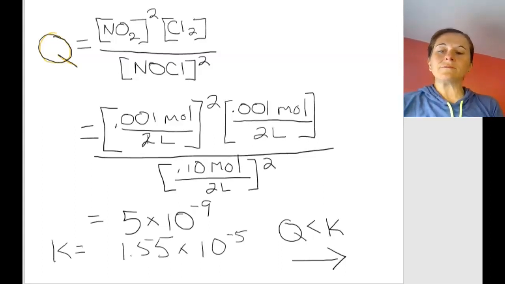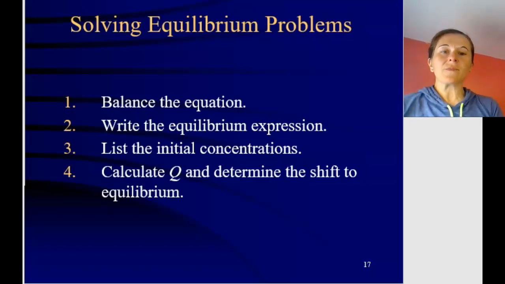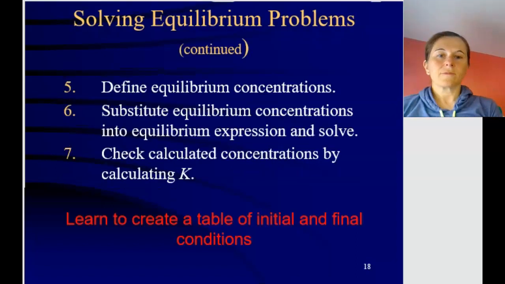Okay, well, let's take a look here. Solving equilibrium problems, we're always going to balance that equation, right? That's always number 1 in all chemistry. We write the equation and we balance it. We're going to write the equilibrium expression that is without numbers. We're going to list our initial concentrations. We're going to calculate our Q and determine the shift in equilibrium. Then we're going to define our concentrations at equilibrium. We're going to substitute those concentrations into the expression and solve.